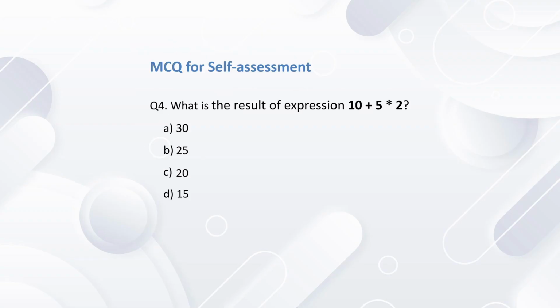Next question. What is the result of the expression 10 plus 5 into 2? Here are the options. The correct answer is option C, that is 20.